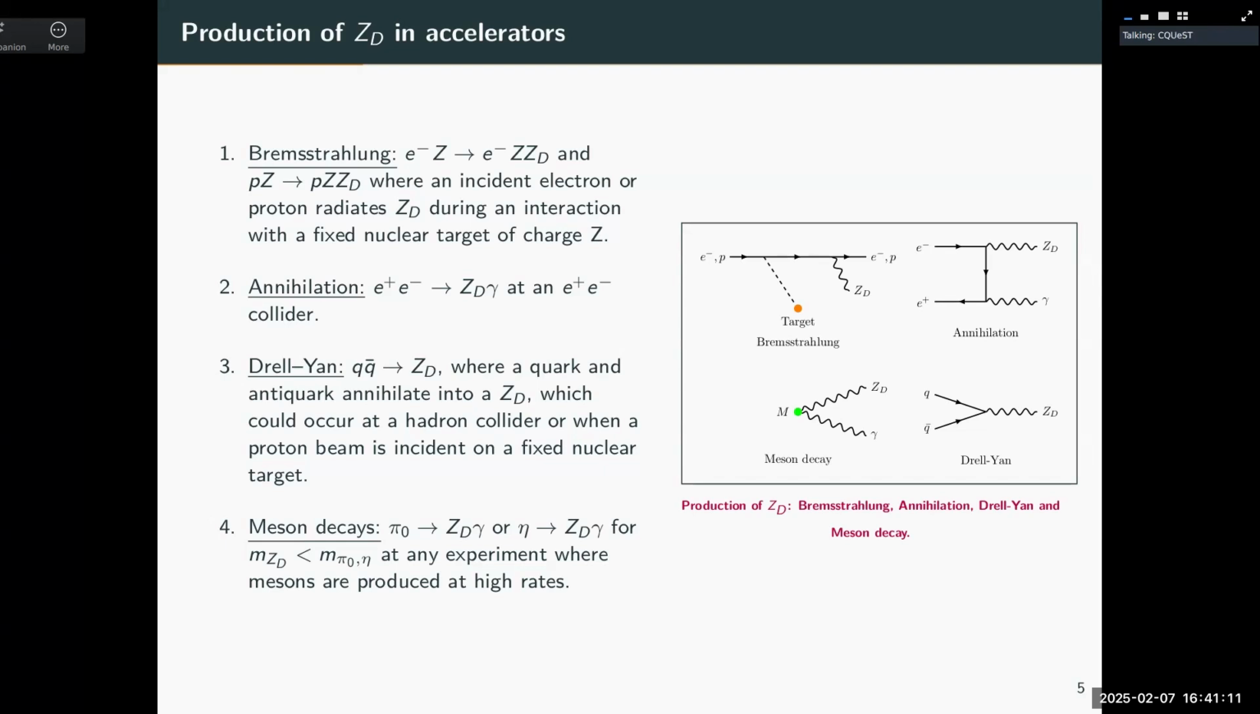Yeah, but this is model dependent. So ZD is mixed with the standard photon, because of the kinetic mixing parameter. Okay. Yeah.